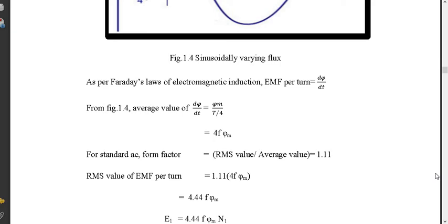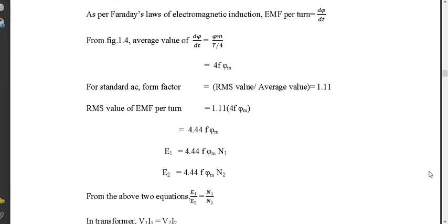So that is what is called the RMS value. To convert this average value into RMS value, we have something called the form factor. The form factor for standard AC is 1.11, and form factor is the ratio of RMS value and average value. So knowing the average value, you can find out the RMS value. To convert this average value into RMS value, we multiply this 4 f phi m by 1.11. So this is 4.44 f phi m.